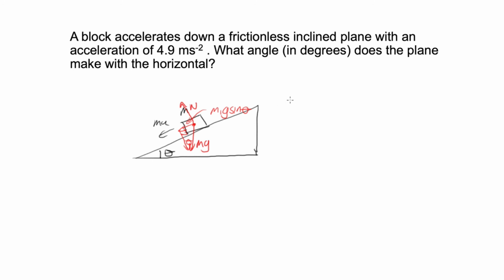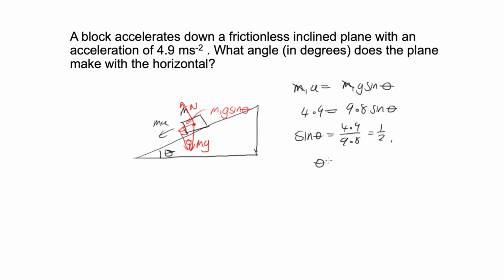So we've got that the net force down the slope, well, there's only one contribution to it, and that's given by m1g sine theta. So the m's cancel out, and we've got that the acceleration, which is 4.9, is equal to g, which is 9.8, times sine theta, which tells us that sine theta is equal to 4.9 over 9.8, which is equal to 1/2. So solving this for theta, we can see that theta is equal to 30 degrees. So that solved that problem.